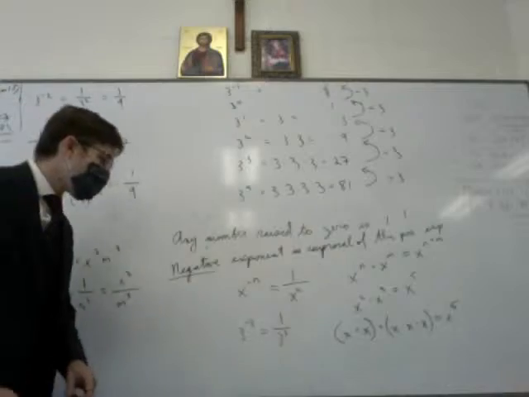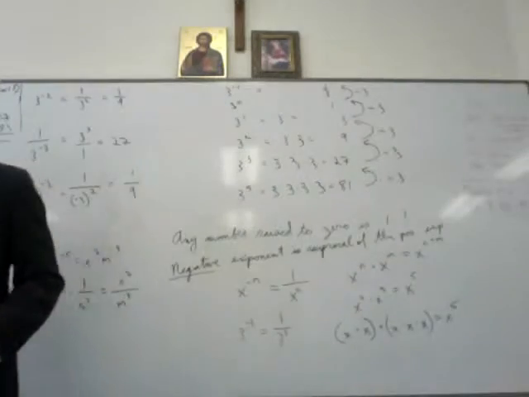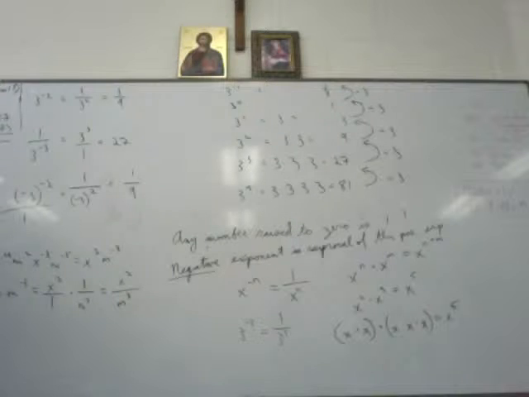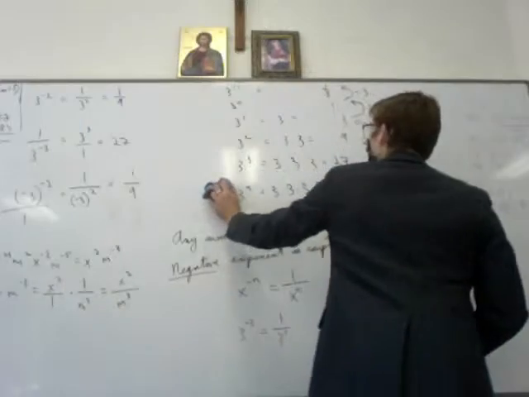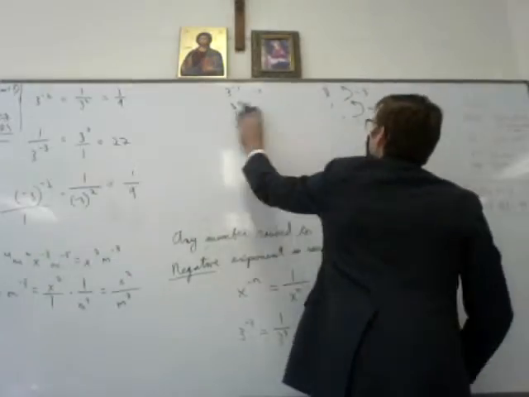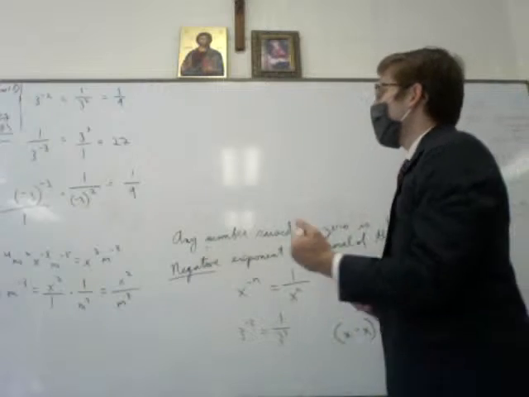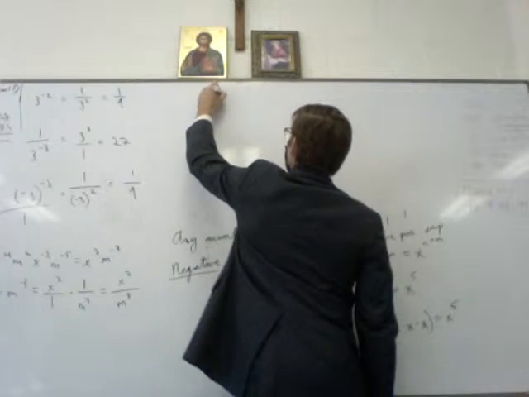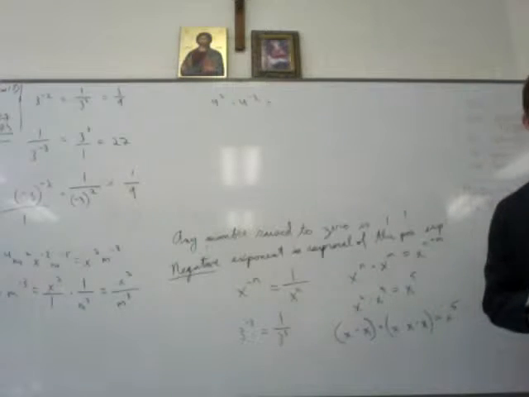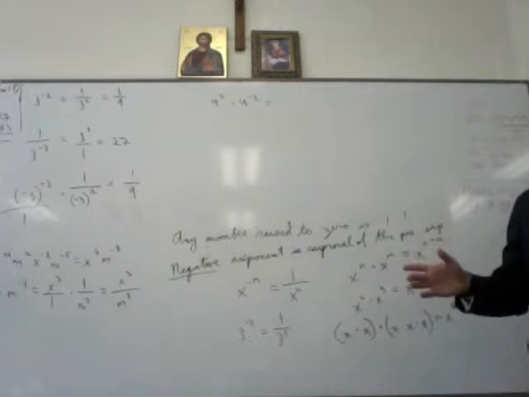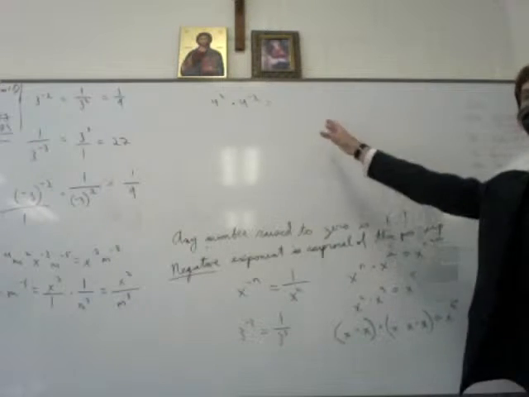This rule with the exponents also works, and it can help you see why any number to the 0 power equals 1. So let's say we have 4 squared times 4 to the negative 2. Let's try it by multiplying out these exponents.